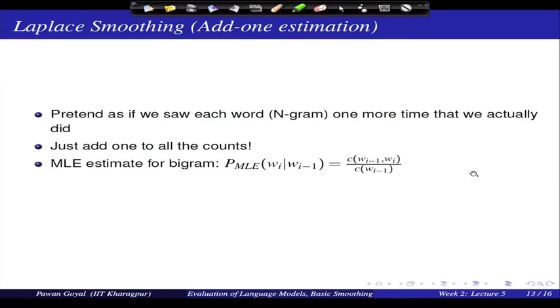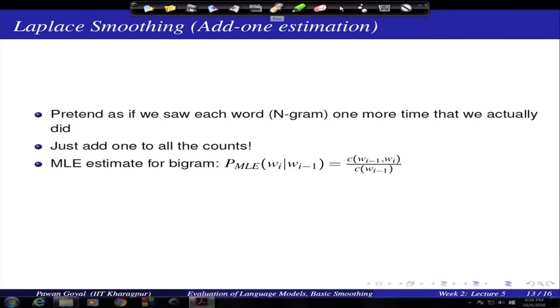So remember this maximum likelihood estimate for this bigram, probability of Wi given Wi minus 1. We find it using the number of times we observe Wi minus 1 followed by Wi, divided by the number of times I observe Wi minus 1 in my training data. So this is my definition of MLE. So how do I estimate a language model or a bigram model using MLE? Now how do I use the Laplace smoothing there?